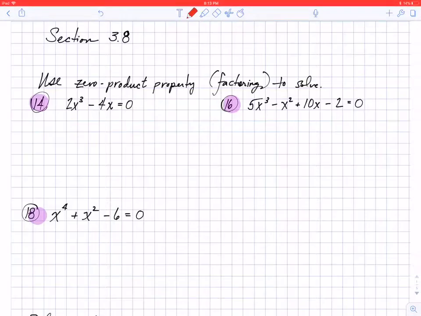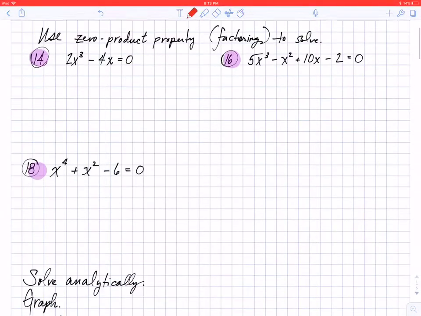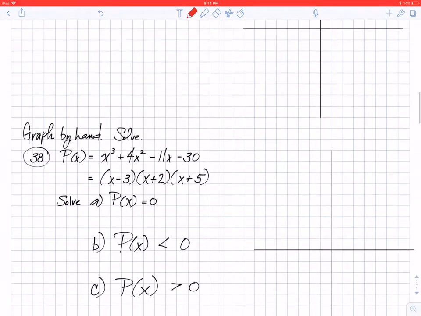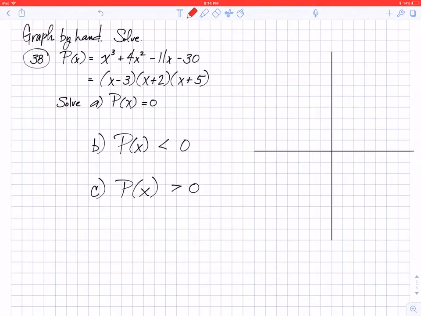Hey folks, this is section 3.8 and I'd like to do an example for you. So in your notes, go down to section 3.8, number 38, and the directions here say that we should graph by hand and solve.